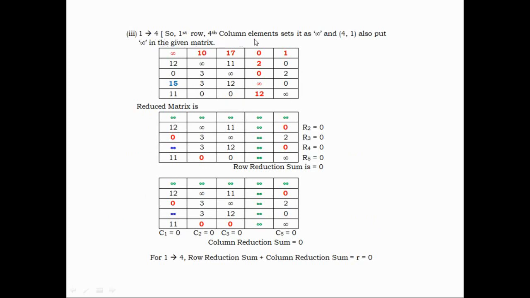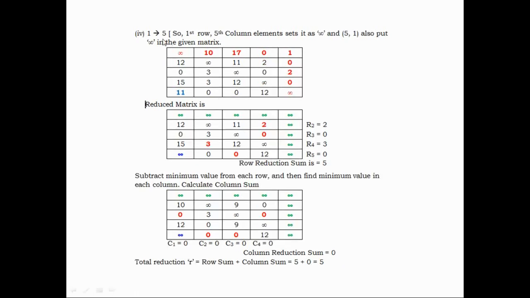So the first row and fourth column elements and 4, 1 also put as infinity. First row and fourth column elements and 4, 1 are infinities. And R2, R3, R4, R5 are zeros. Row reduction sum is 0. And C1, C2, C3, C5 are zeros. Column reduction sum is also 0. Therefore, for 1 to 4, row reduction sum plus column reduction sum, the R value, equals 0.